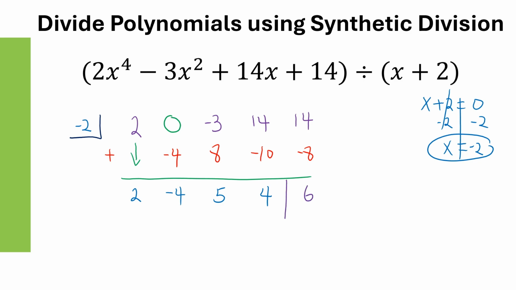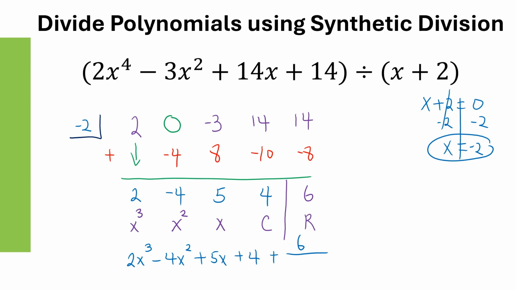The last number below the line is the remainder. The rest of the numbers will be the coefficients for the quotient. So working backward from the remainder, the previous number is going to be the constant term, and the next one will be the x term, x squared term, and x to the 3rd power term. So the final answer for this problem is going to be 2x to the 3rd power minus 4x squared plus 5x plus the constant, and then plus the remainder 6 over the divisor, which is x plus 2.